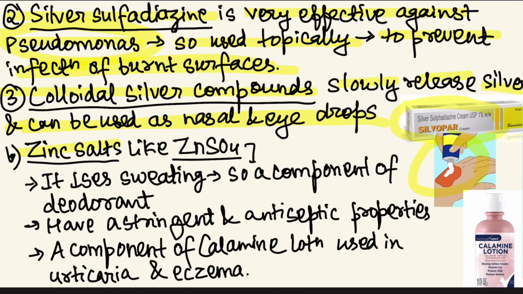Then we have zinc salts like zinc sulfate. It decreases the sweating, so it is a component of deodorant, because a decrease in the sweating will lead to decreased odor from the body. Then it is also used as an astringent and it also has antiseptic properties. It is also a component of calamine lotion, which is used in the treatment of urticaria, that is itching, and eczematous conditions of the skin.